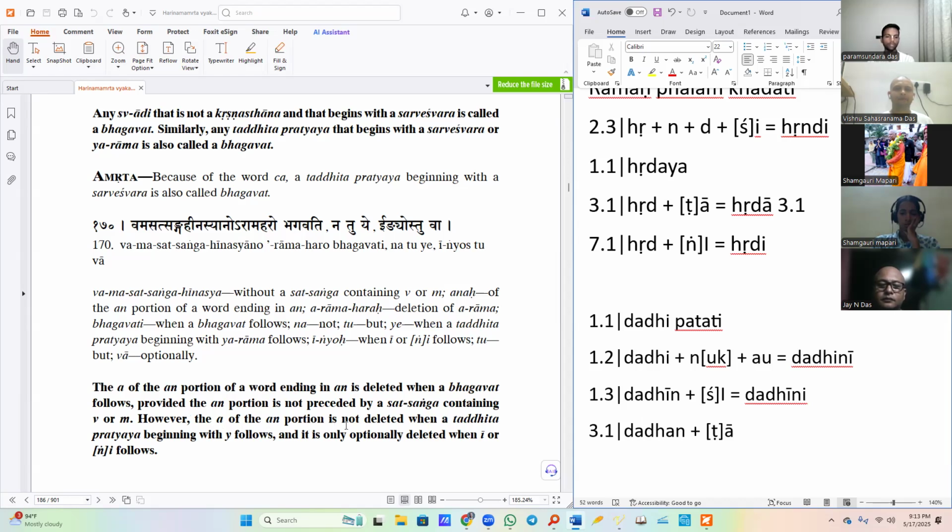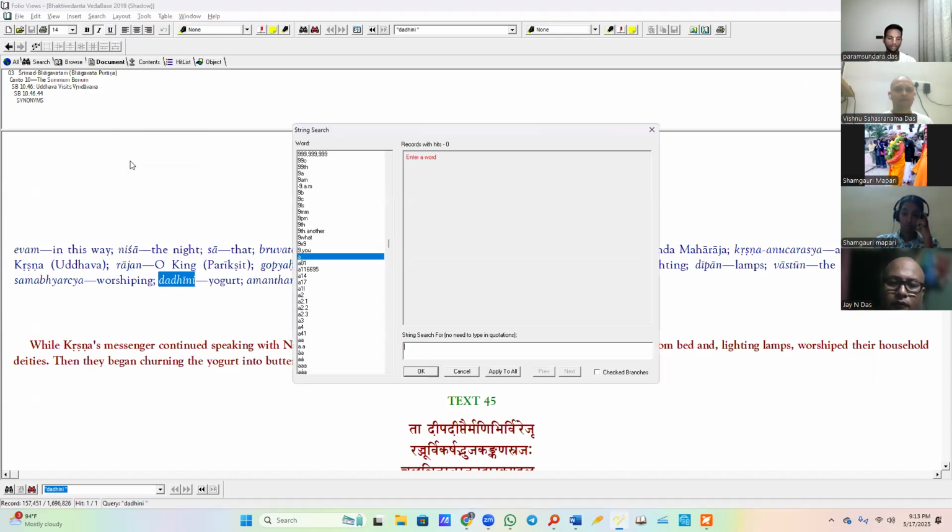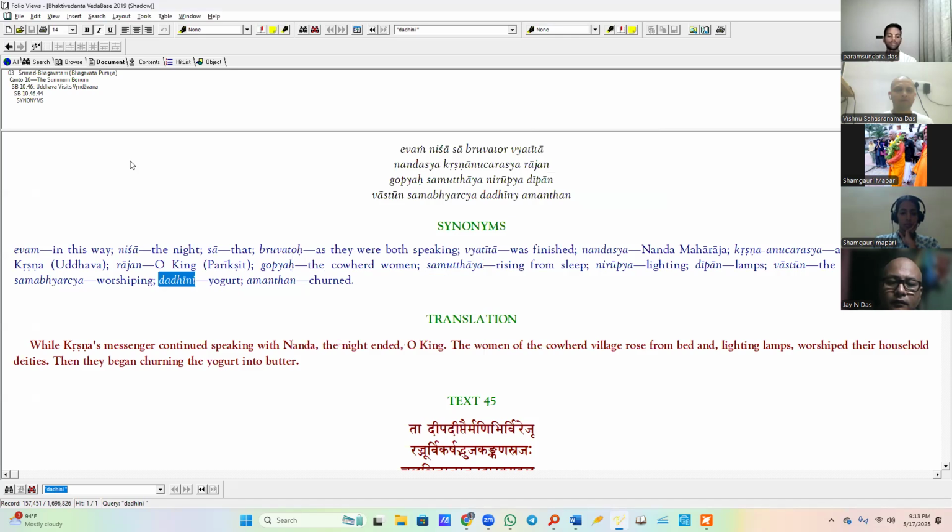However, the a of the un portion is not deleted when a tadhita pratyay beginning with ya follows, and it is only optionally deleted when e or ni follows. In simple words, when Bhagavat is following, we delete the a of un of a word. So we simply delete this by this rule, and we get dadna. Dadna. I think we'll get a usage for this. Maybe. Anyhow, so this is Brahmana.